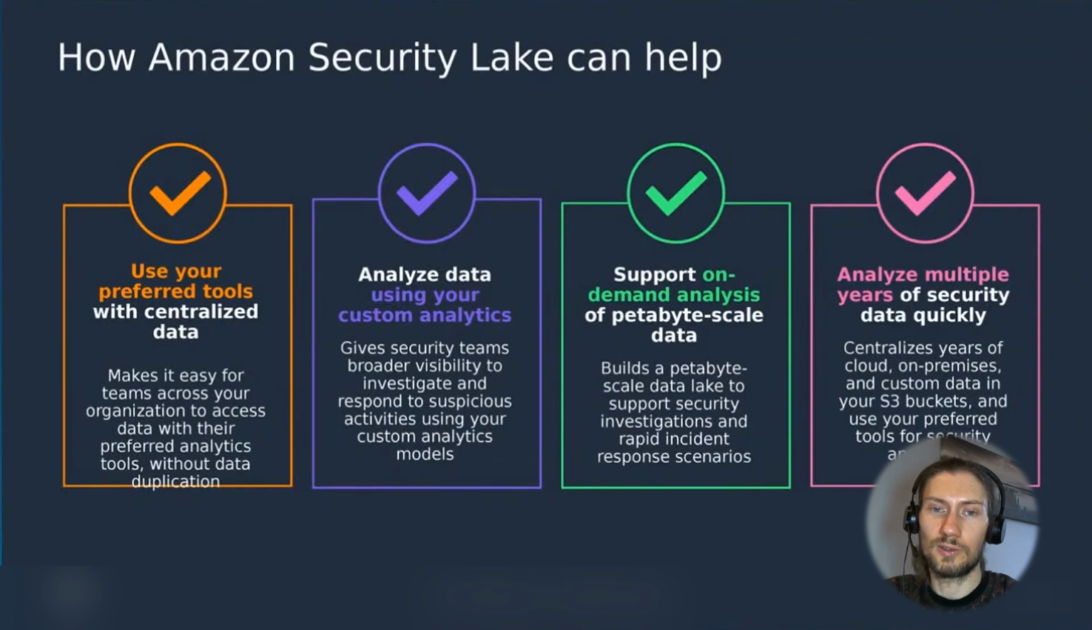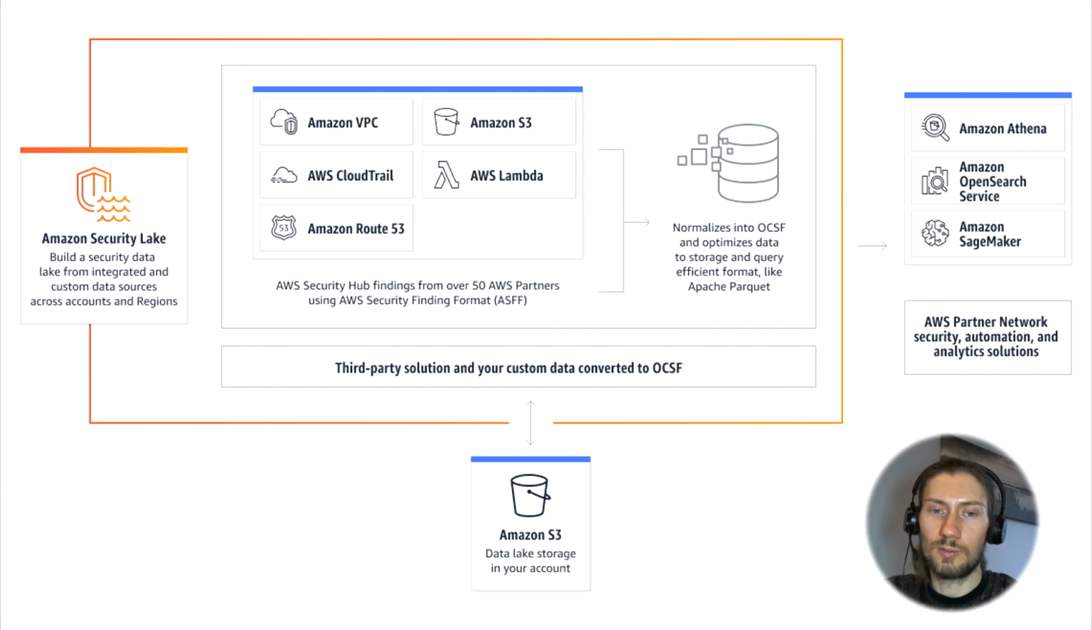Centralize years of cloud, on-premises, and custom data in your Amazon S3 buckets, and use your preferred tools for security analytics. Once enabled, Security Lake automatically creates a security data lake in a region that you select for rolling up your global data. AWS log and security data sources are automatically collected in your selected Amazon S3 bucket.